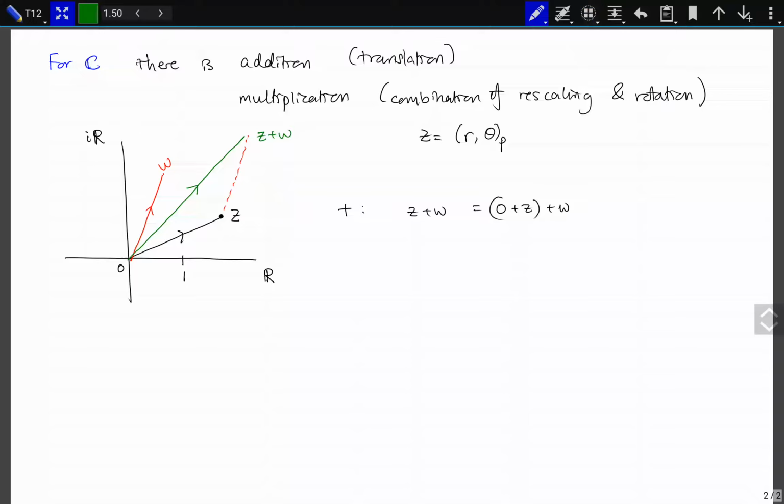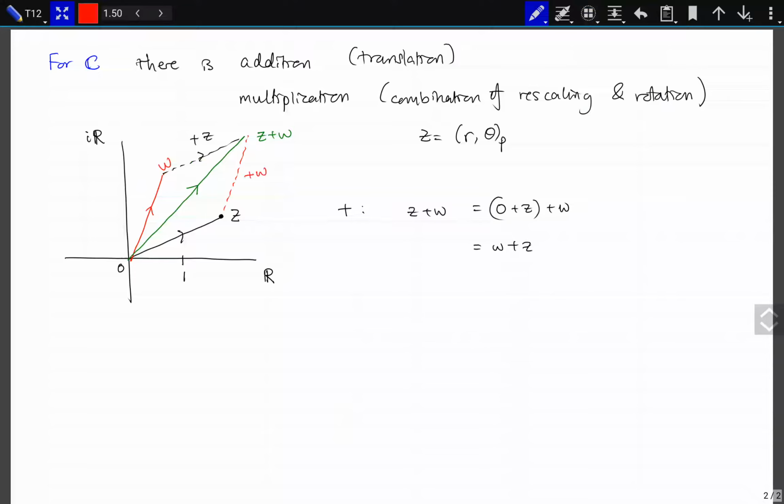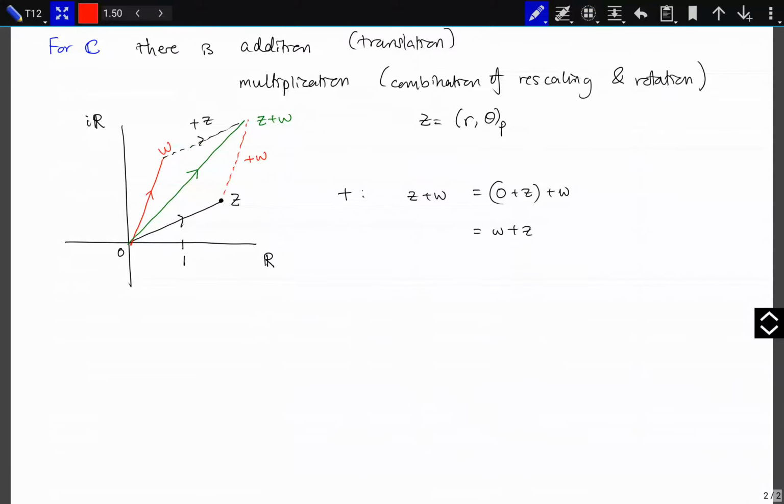And again, you can see that this is the same thing as the other side of the parallelogram if I add z to w. So again, we've shown that z plus w is w plus z. So that's addition on the complex numbers. What about multiplication?